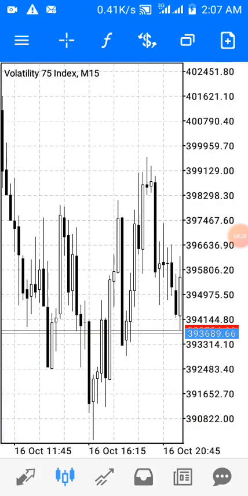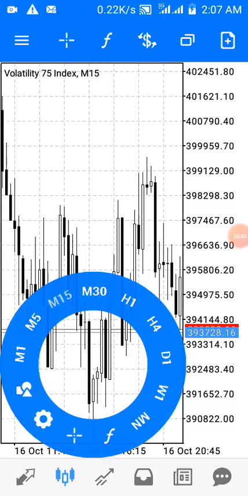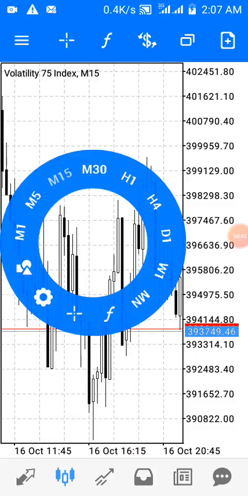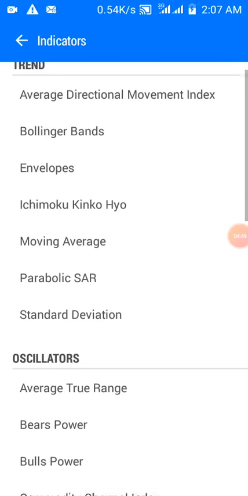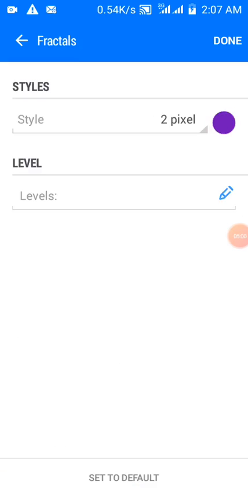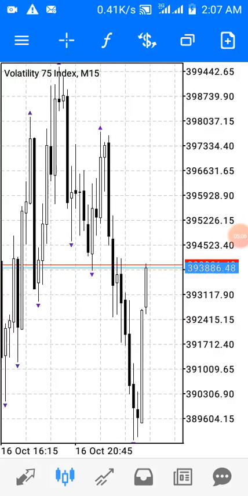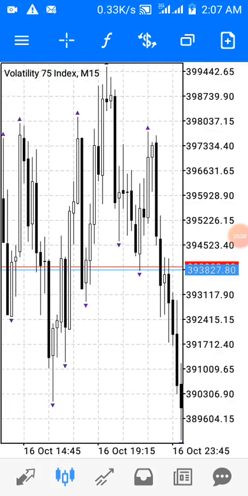Now, how you identify support or resistance zones is you can load fractals. Tap on your screen and tap on this F button, which takes you to indicators. Then you scroll down to fractals, the third to the last indicator below, and select fractals. You can see it clearly identifies the support or resistance zones.